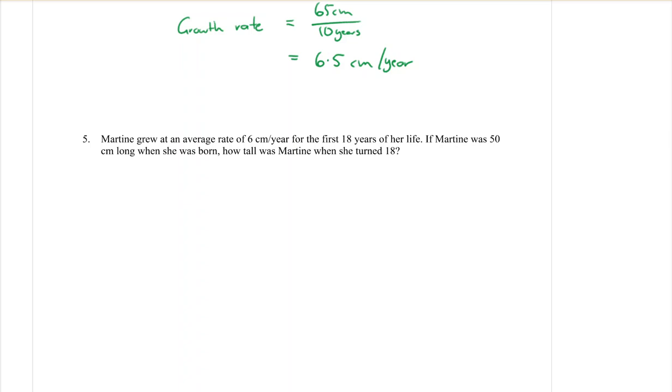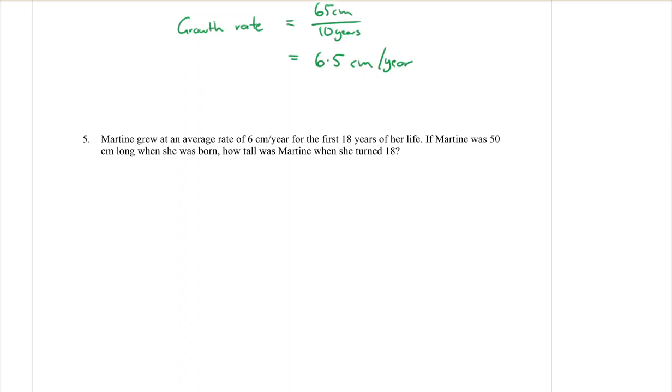Martine grew at an average rate of 6 centimetres per year for the first 18 years of her life. If Martine was 50 centimetres long when she was born, how tall was Martine when she turned 18?